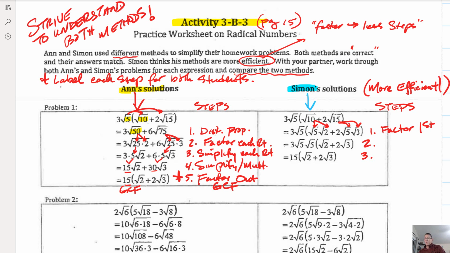Okay, so less steps, more efficient. He does a lot of mental math. Okay, and then what do you do? Let me see. What's in common here? Look inside the parentheses. The root 5 is in common. So in step 2, he factored out the GCF of root 5. Look at that. He factored it out.